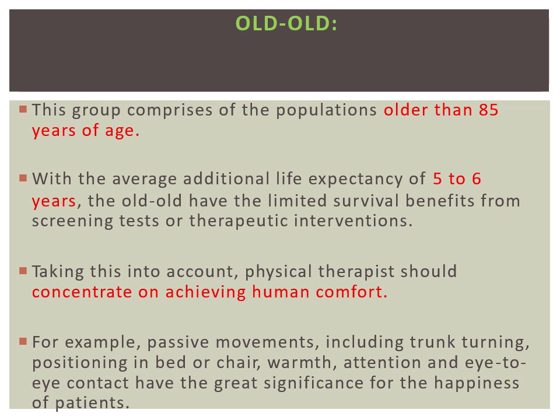The next is old old. This group comprises the elderly people who are older than 85 years of age. The life expectancy of persons in this age group will be around 5 to 6 years. The old old have limited survival benefits from screening tests or therapeutic intervention. Taking this into account, physical therapists should concentrate on achieving human comfort. Most commonly, the physiotherapist will provide passive movements including trunk turning, positioning in bed or chair. Warmth, attention and eye-to-eye contact have greater significance for the happiness of elderly people.